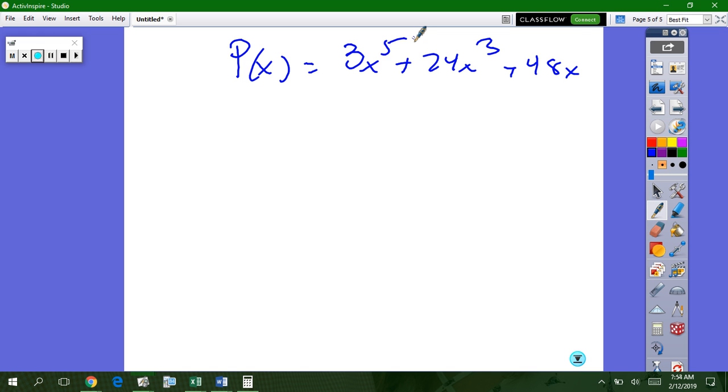So I'm able to pull out a 3x. I'm left with x to the 4th plus 8x squared plus 16. Notice one of my zeros is 0 itself, right?